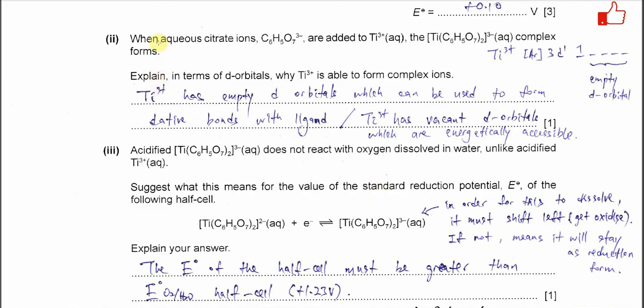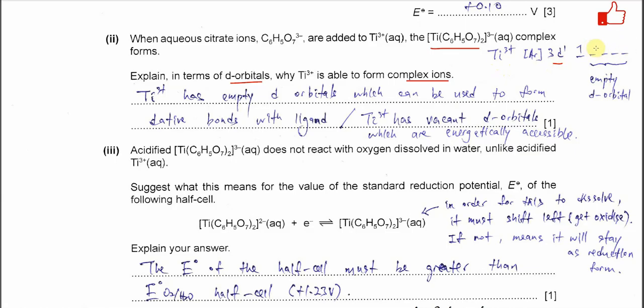Part 2. When the aqueous citrate ion is added to the Ti3+, a complex ion forms, right? This complex ion. Explain in terms of d orbitals why the Ti3+ is able to form this complex ion. Okay, it's very easy. First, you need to know the configuration of this Ti3+. I already told you just now, it is argon 3d1. 3d1 means one electron occupies one d orbital, the rest are all empty.